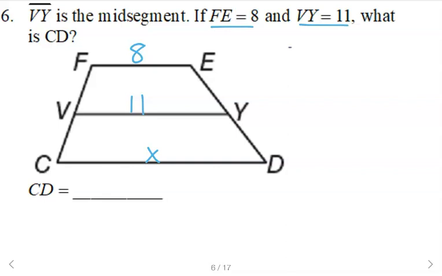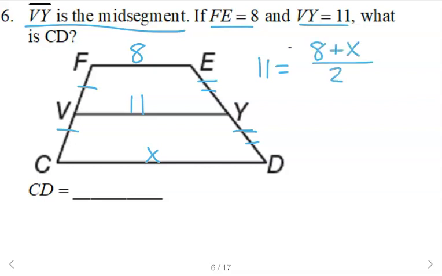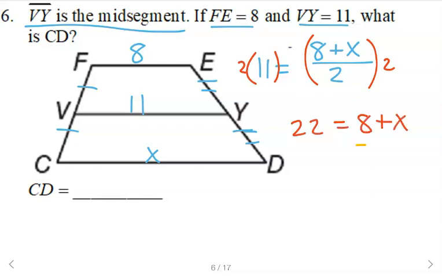Now VY is the mid-segment. It's the same distance away from each of those bases. And so the mid-segment, 11, is equal to the average of the bases, 8 plus x divided by 2. Now multiply both sides by 2 to get rid of the division by 2. We get 22 equals 8 plus x, and then subtract 8. And so x must be 14, so CD is 14.